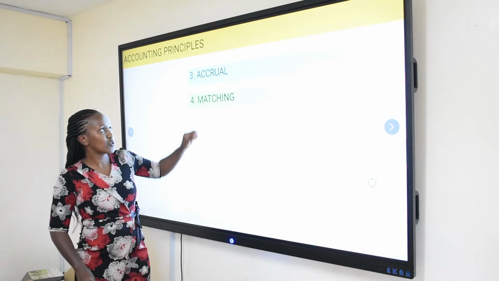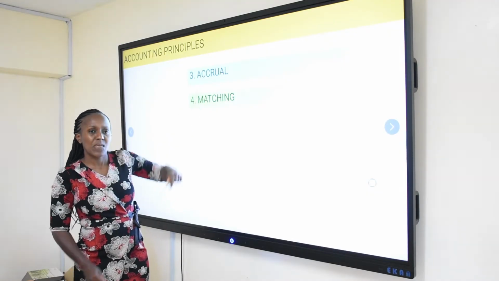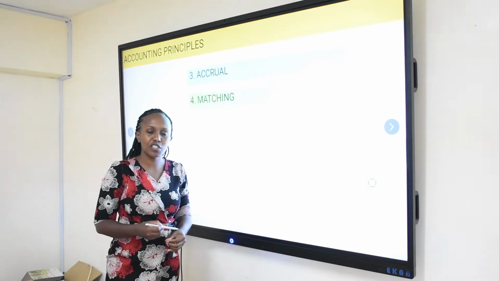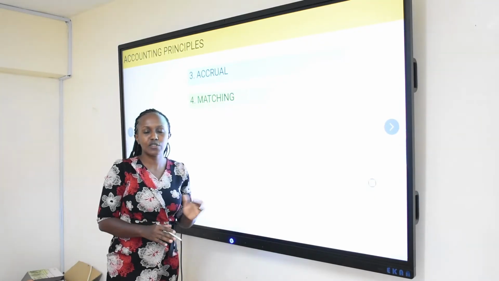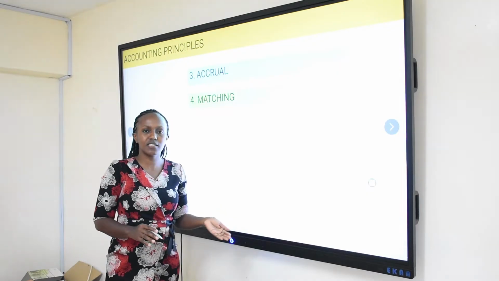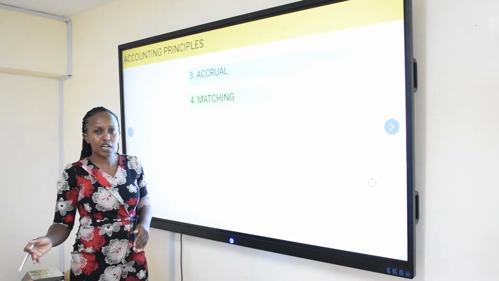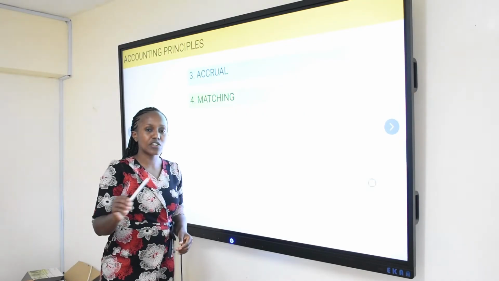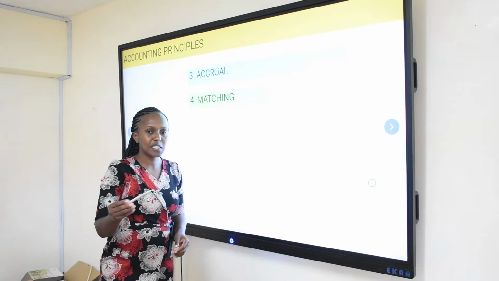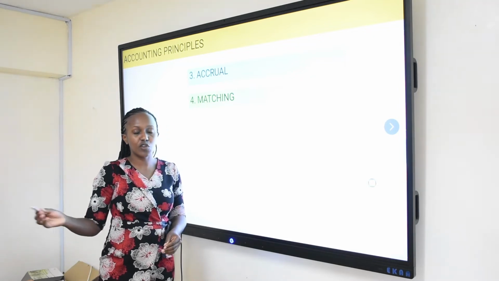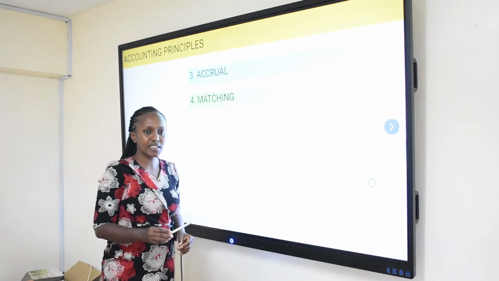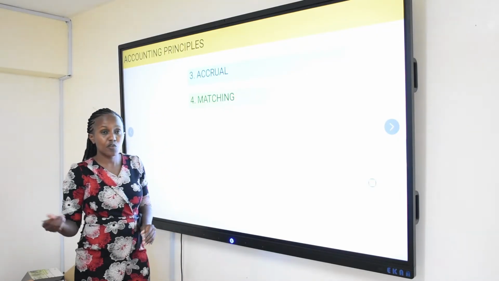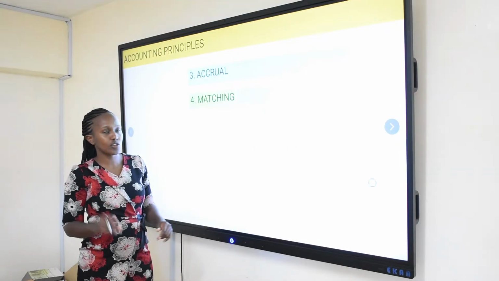And this takes us back to accrual. Accrual is an extension of the revenue recognition principle that now looks at both sides, that is the revenue side and the expenses side, because the accrual principle says that revenue is recognized when earned, irrespective of whether cash has been received or not, and expenses are recognized when incurred, irrespective of whether cash has been received or not.